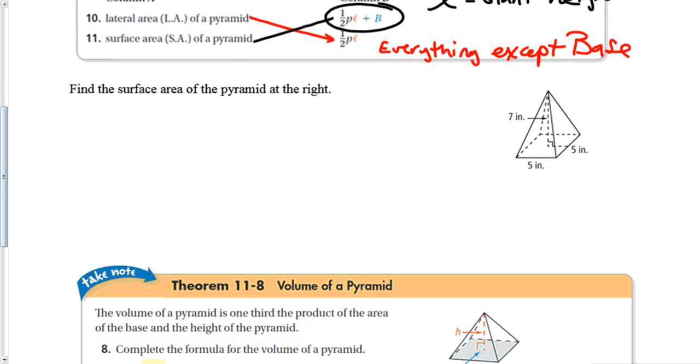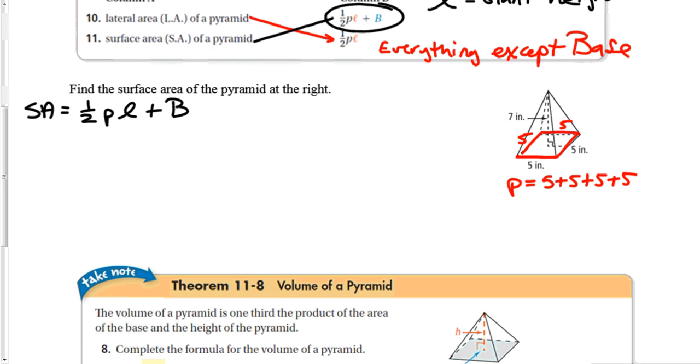So we're going to find the surface area of this pyramid. Let's go ahead and I'm going to write my formula down from above: 1/2 P slant height plus B. So let's see what we have. P is the perimeter of the base. So let's see if we have a perimeter. Well, those two sides are 5. That means this side is 5 and this side is 5. So my perimeter is going to be 5 plus 5 plus 5 plus 5. In other words, it's 4 5s, which is 20 inches. So I know my P. I'm going to check that guy off.